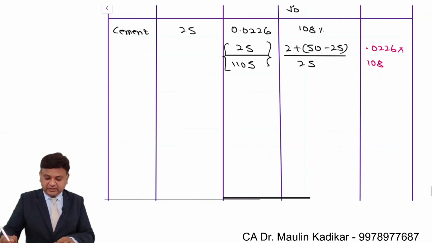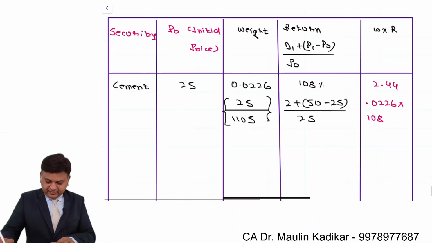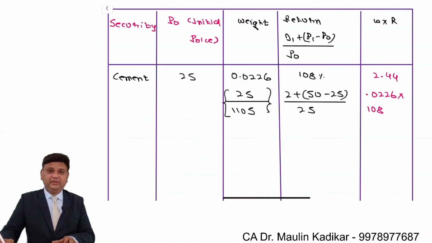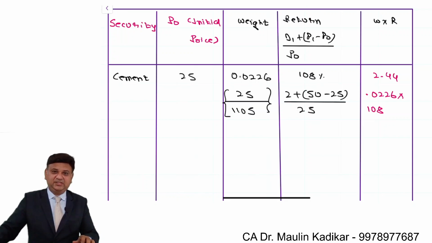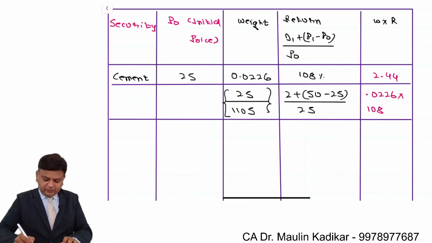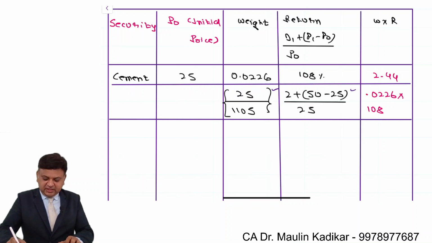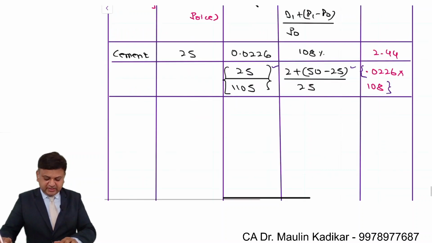That comes to 2.44. This is the way weight into return can be calculated. And so on, we'll make computation for the other securities. I suggest all of you to write all these things at least for once. I'm going to write every time, but all of you write at least for once so that in your revision you can come to know how these values are calculated.